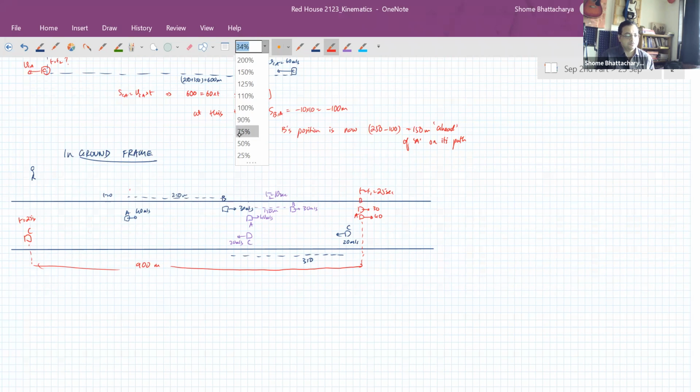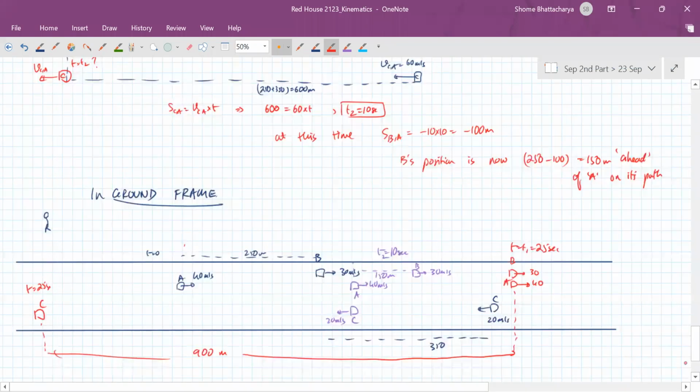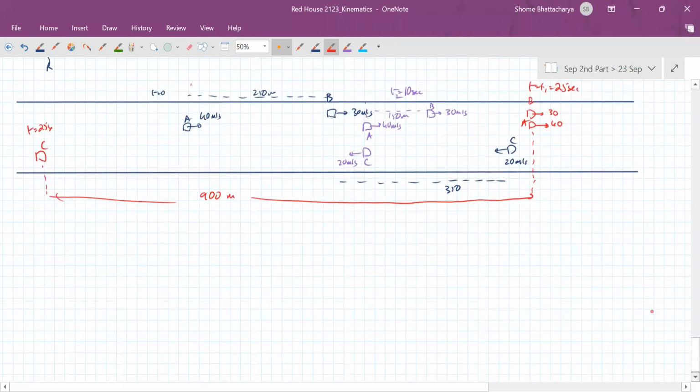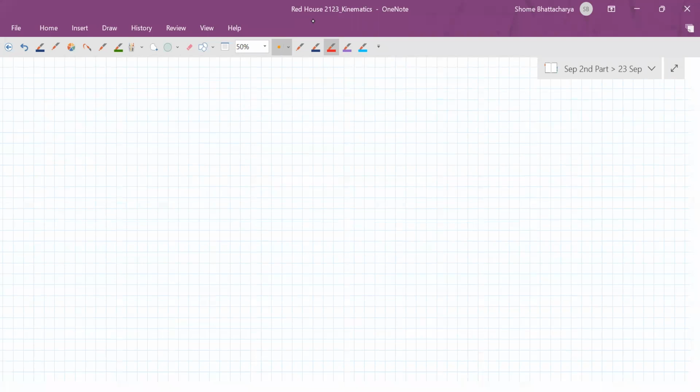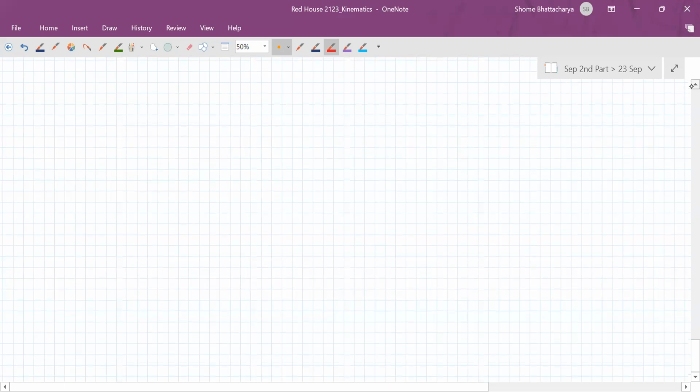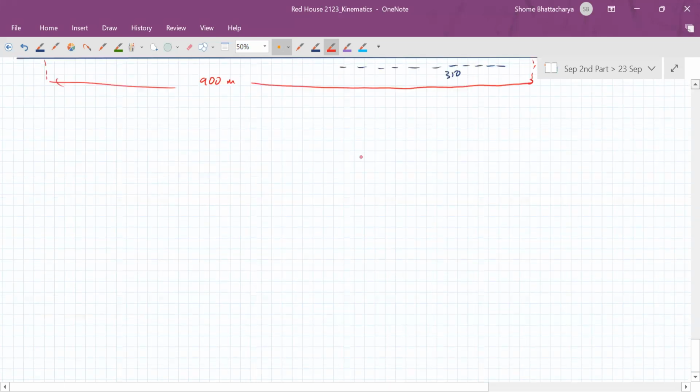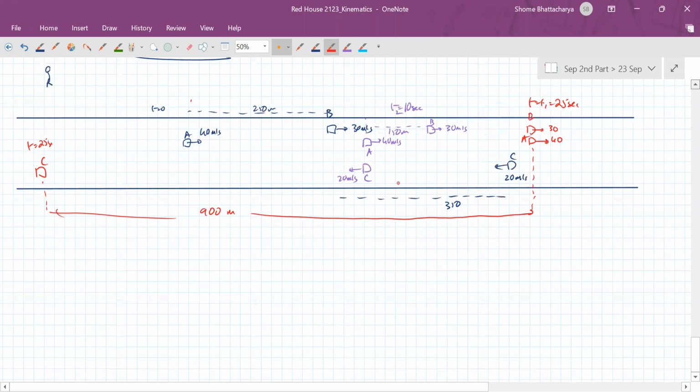Yes, sir. Sir, if we found in the C part displacement of B with respect to C after they cross. Yes. Yeah. So that one, no? When A and C are crossing each other, where is B? That we found. B is this much. It's 150 meters ahead of them.